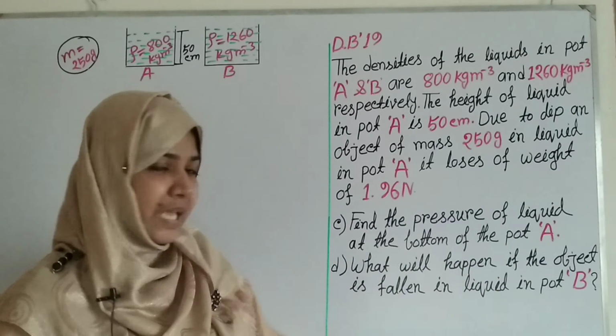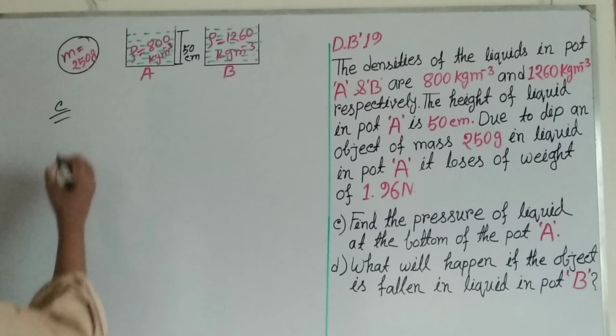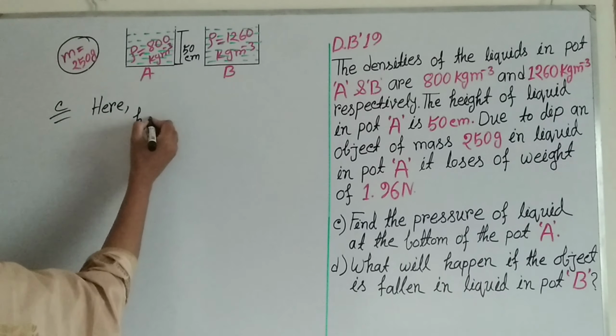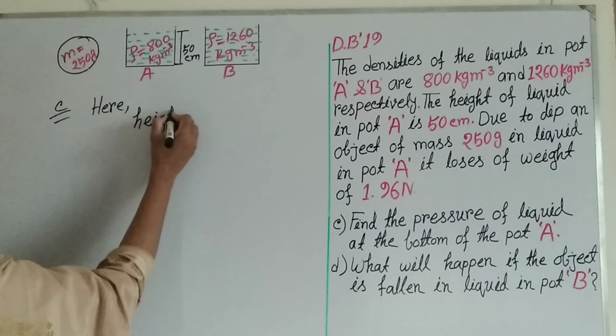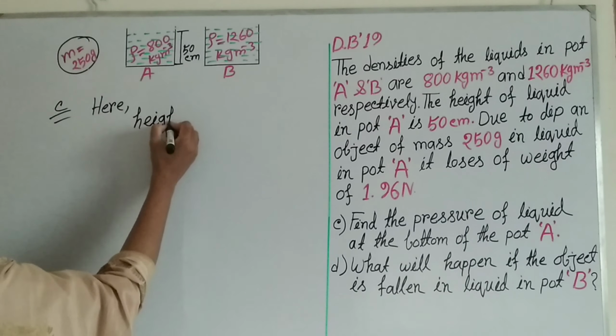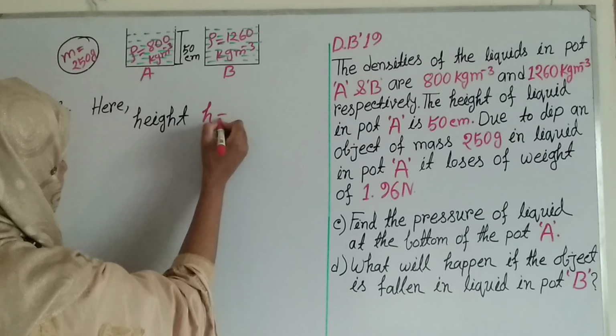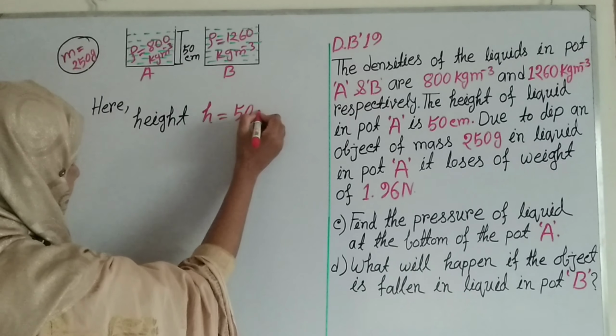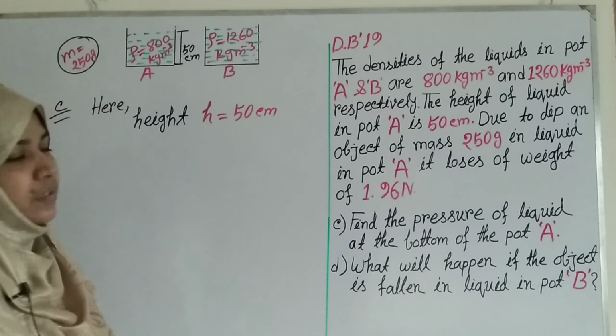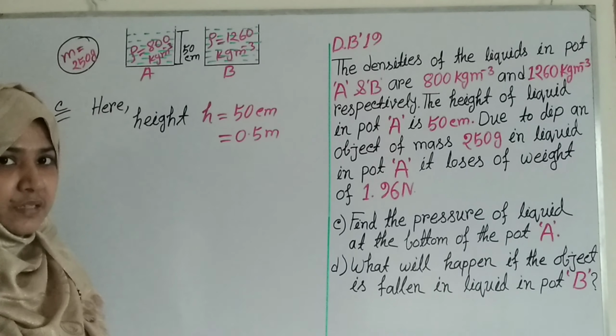Now our question C is: find the pressure of liquid at the bottom of pot A. That means we have to identify the pressure in pot A. So the given information for question C is: height H is 50 centimeter. When we convert it into meter, we get 0.5 meter.